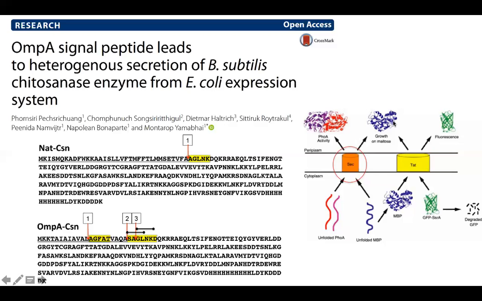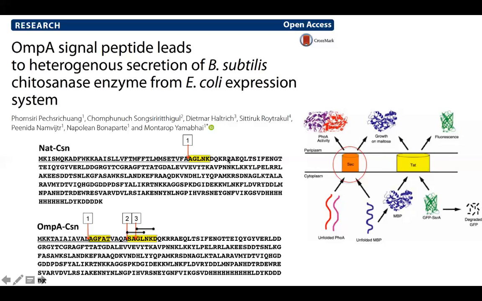The enzyme that I use in my laboratory goes out of the E. coli through the SEC secretory system, meaning that it goes out like this and it will fold inside the periplasmic space. Okay. How do we know which enzyme will go out of the cell this way or this way? It depends on the signal peptide. Normally the enzyme will be connected with the signal peptide first.